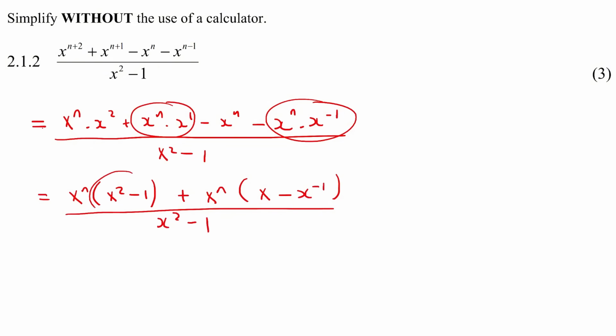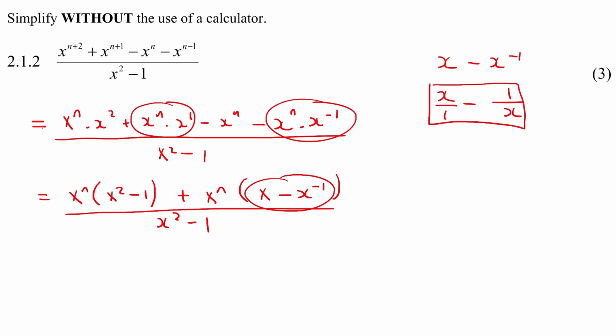Okay, now this is looking good. I can't cancel yet though, because this is 2 terms at the top. You can't just cancel like that. Right, now if I look at this, x minus x to the minus 1, that is the same as x minus 1 over x. Now, you could think of this as x over 1. If you wanted to simplify this, you could get a common denominator. What would the common denominator be? It would be x. So then you would multiply this by x and this by x, because what you do to the bottom, you do to the top. And then you'd be left with x squared over x minus 1 over x.